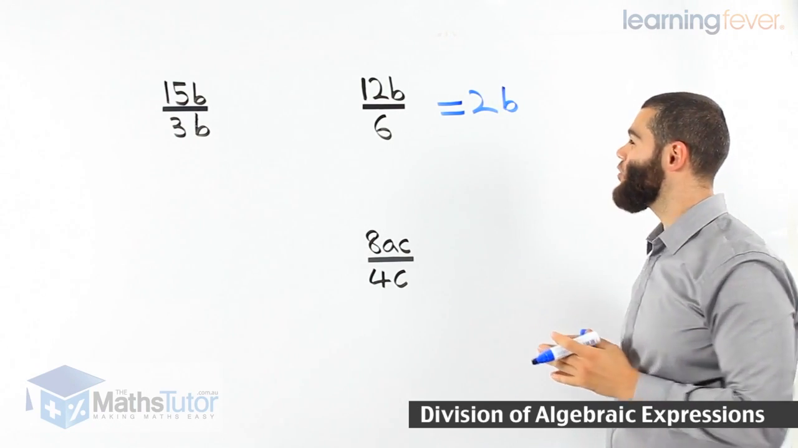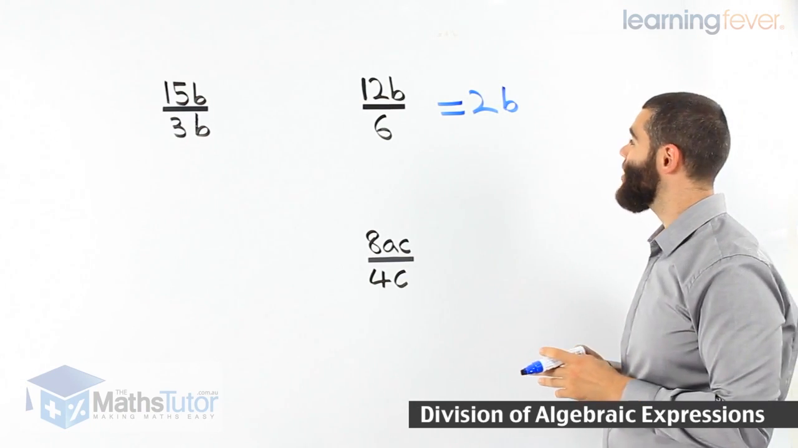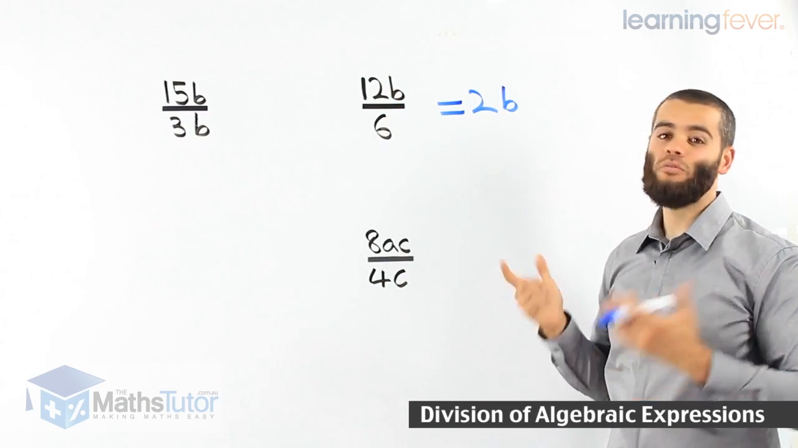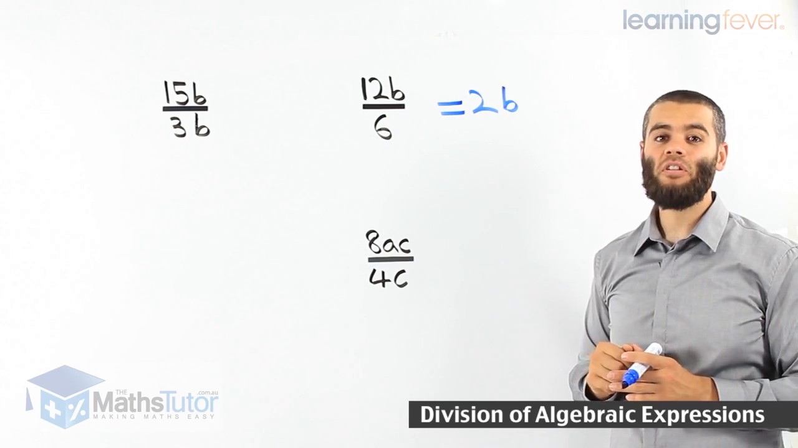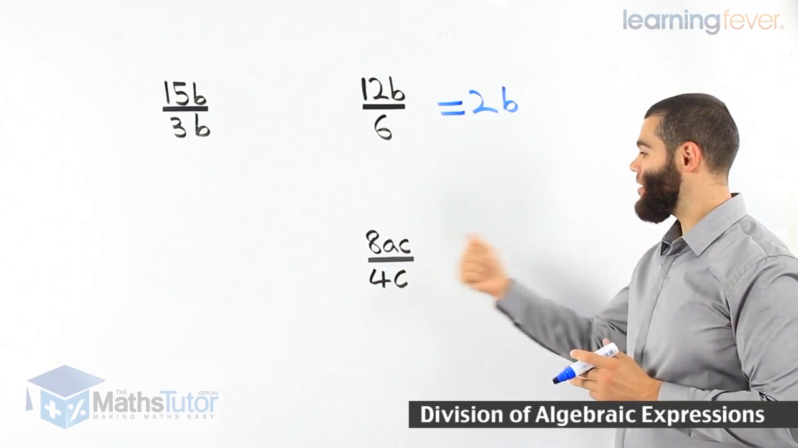So 12b over 6 is the same as 12b divided by 6. 12 divided by 6 is 2. 12 over 6 is also 2. And the b, the pronumeral, is in the question. It goes straight into the answer. We have another example here.